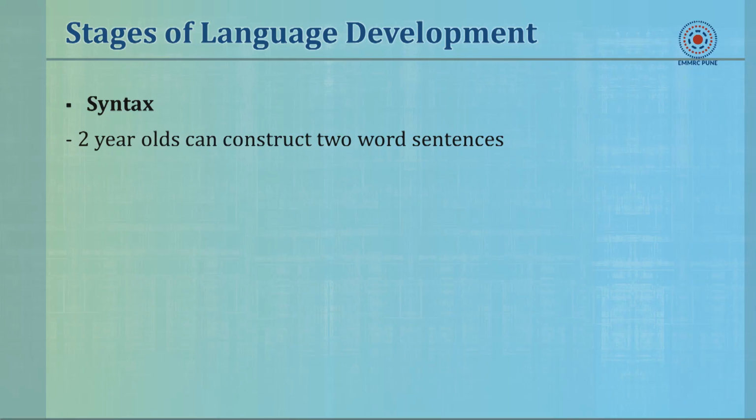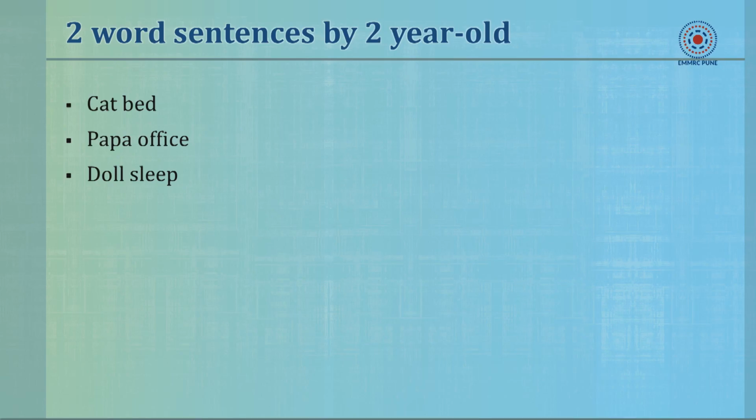By the age of 2 years, children start constructing two-word sentences. Have a look at some of these two-word sentences that 2-year-olds make. Cat bed, papa office, doll sleep. As you can see, these sentences do not have grammatical words like a, and, the, or prepositions like in, on, or verbs like is, went, or even morphemes like ing. Yet, these sentences convey what the child wants to express.